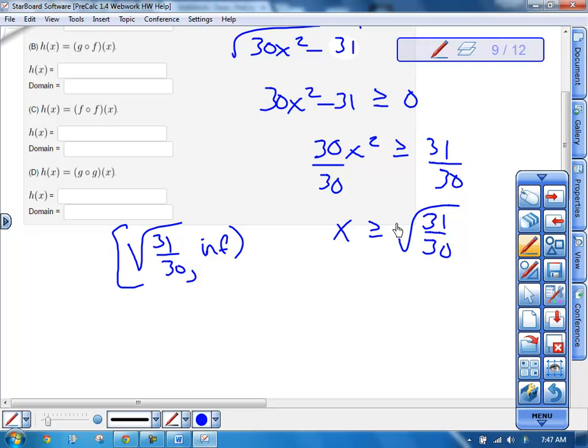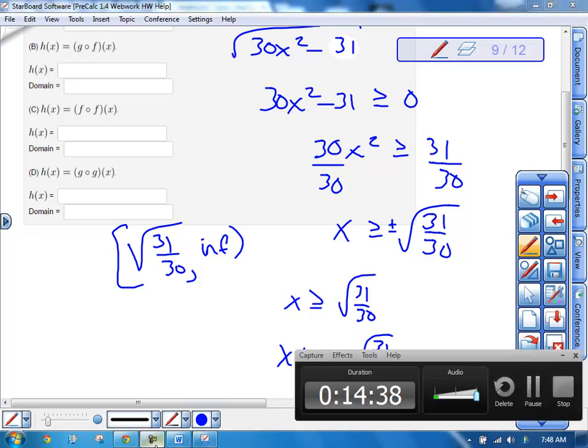Oh, I made a mistake here. I actually forgot about the positive or negative. So when I took the square root, plus or minus, it means that I've got to do x is greater than or equal to square root of 31 over 30, but also x is less than or equal to negative square root of 31 over 30. And I'll have to make another video and put this in here because I'm out of time. I'll do the next one and show you how to enter this in interval notation in the next video.